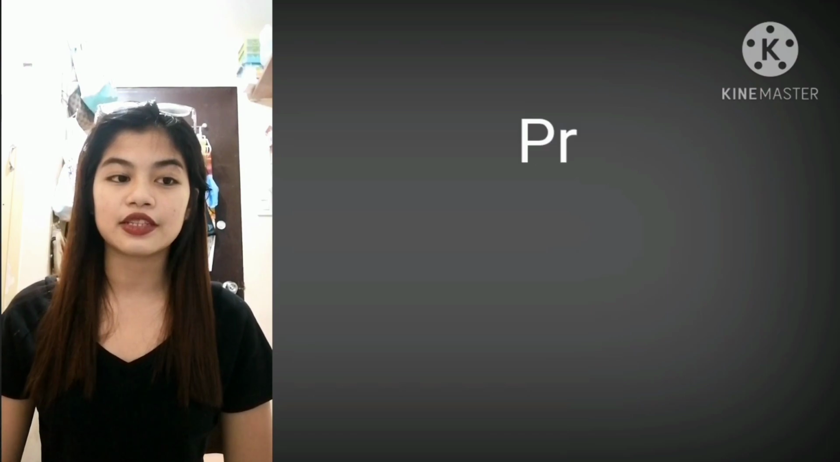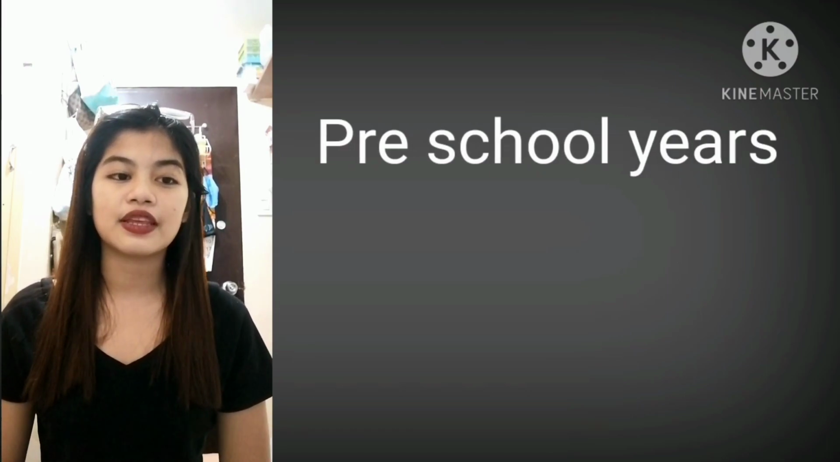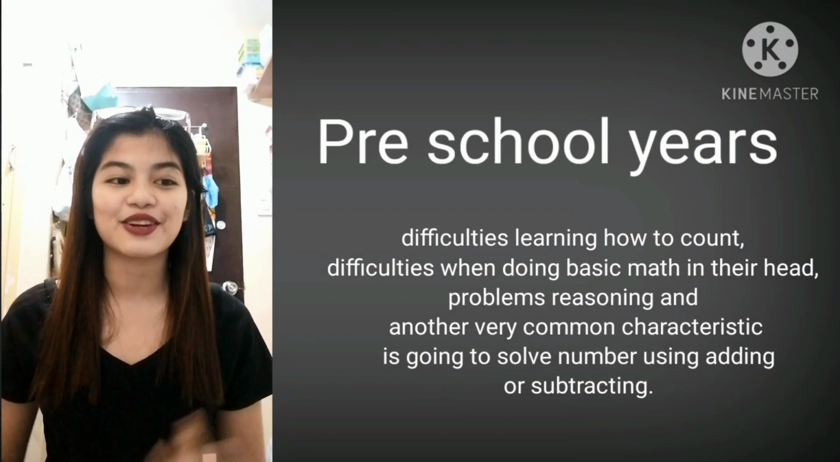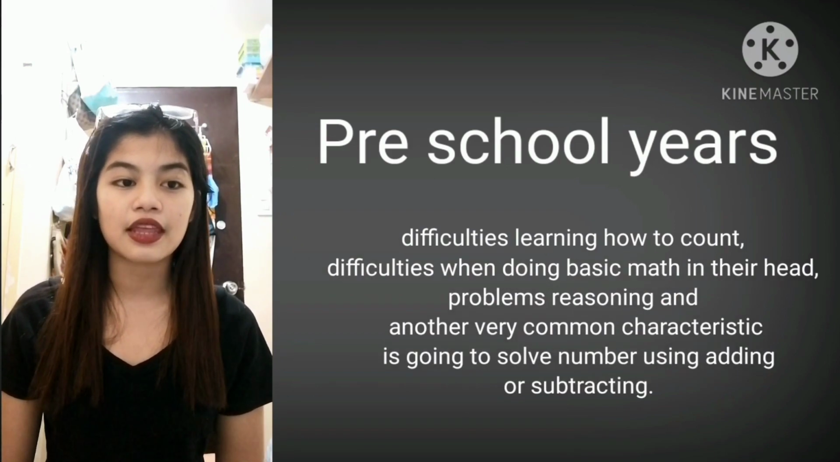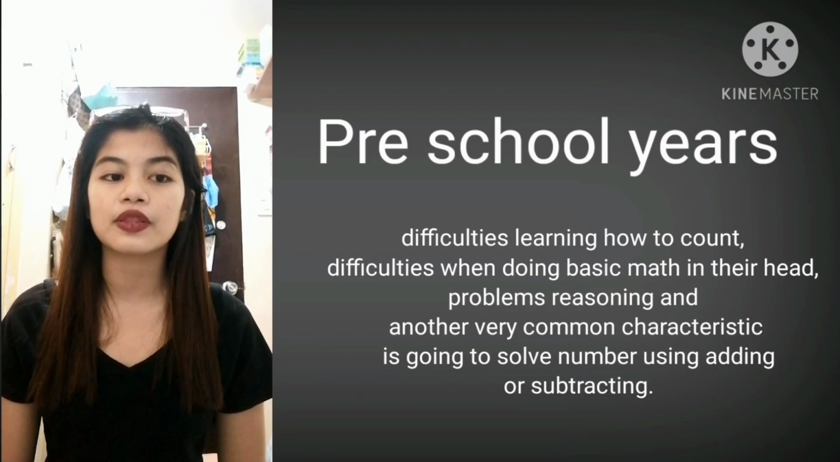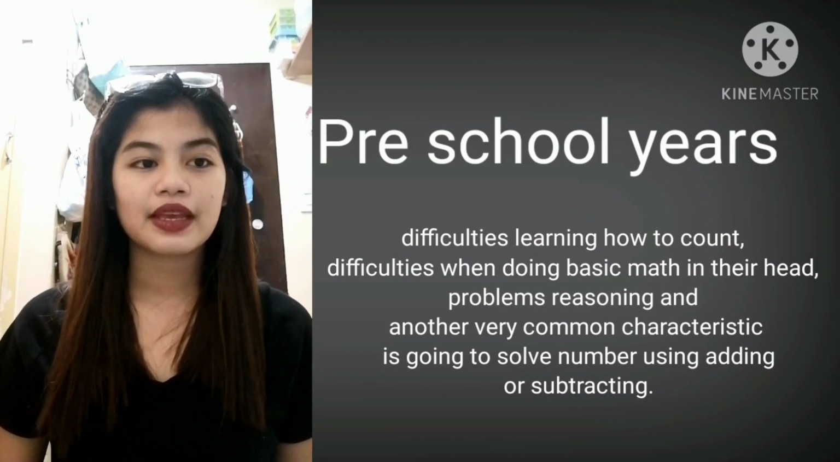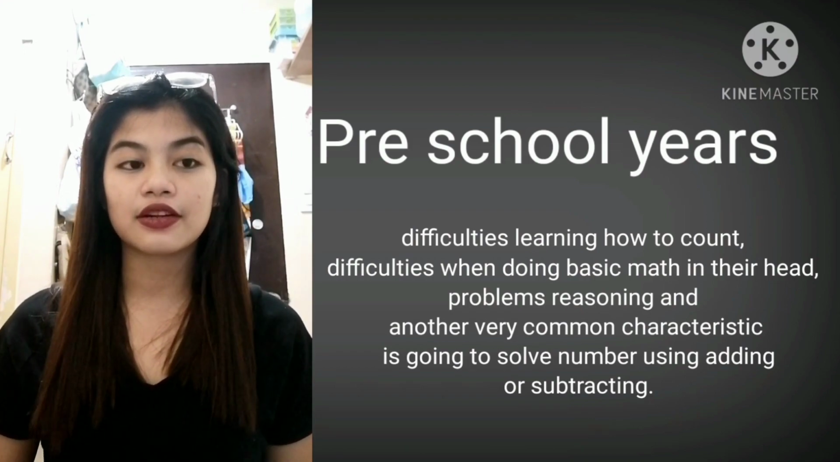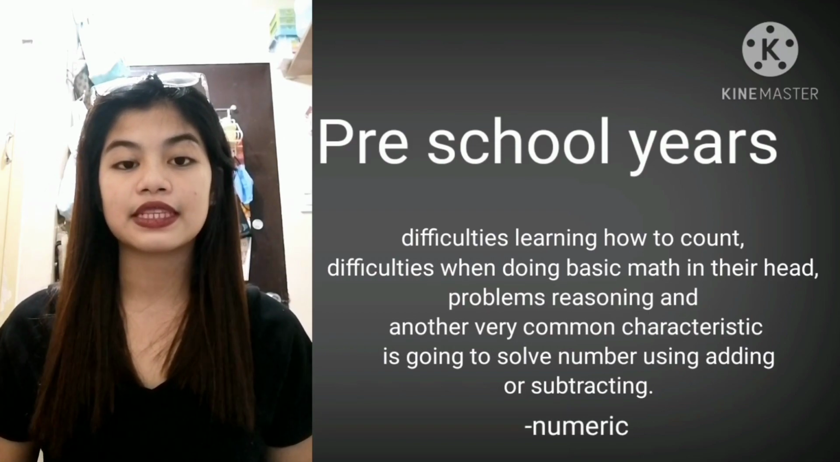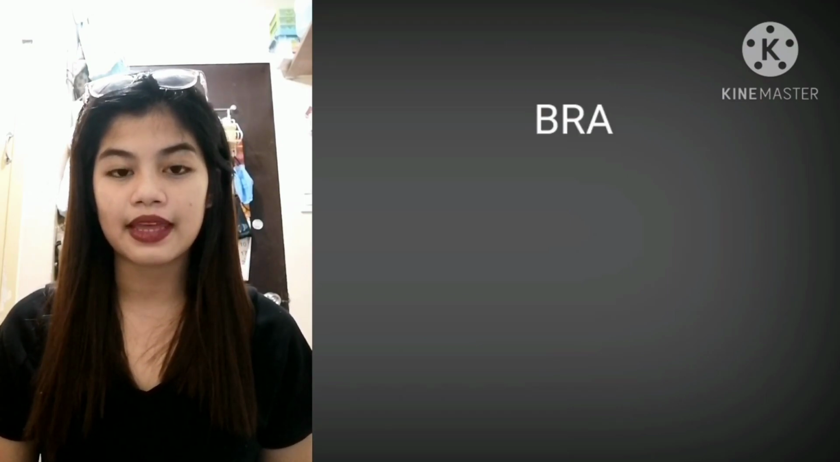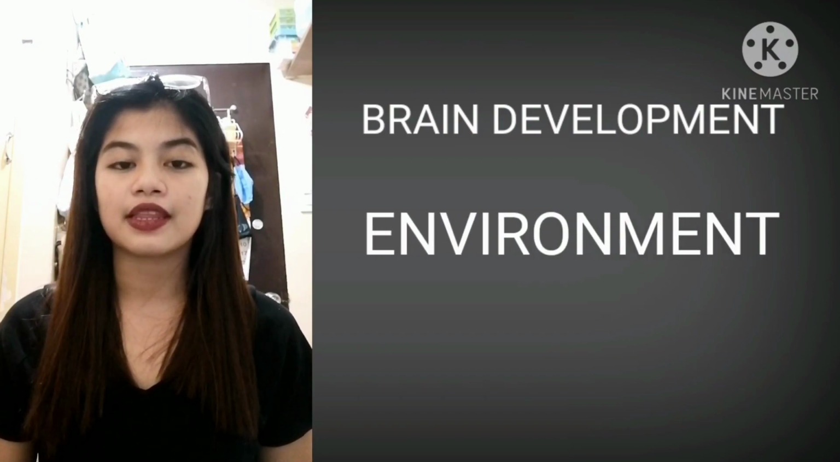It starts to become noticeable during preschool years, wherein students have difficulties learning how to count, difficulties when doing basic math in their head, and problems reasoning. Another very common characteristic is difficulty solving numbers using adding and subtracting. This is because students with dyscalculia do not understand the numeric series or decimals well. Some causes of having this kind of learning disability are brain development, environment, and brain injury.